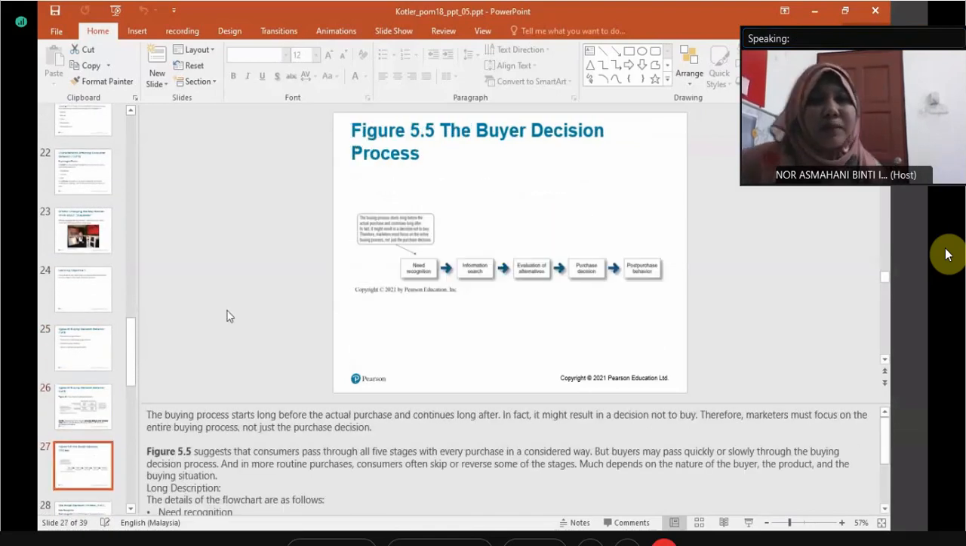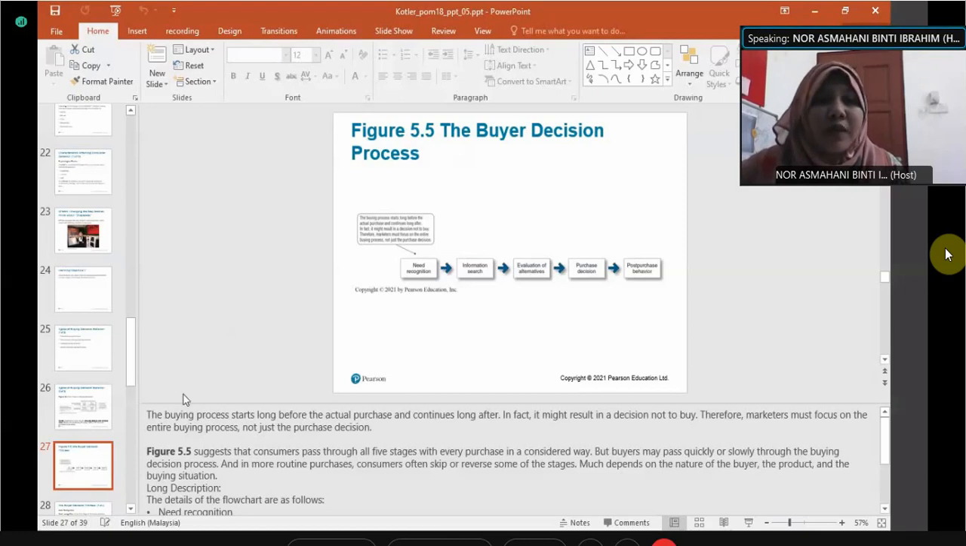Okay, buyer decision. When you have a need, you start to recognize that you need to get a product or service, and you start searching for information. Then you evaluate the alternatives, right? What kind of product or service you want to buy, and then you make a decision to purchase it.